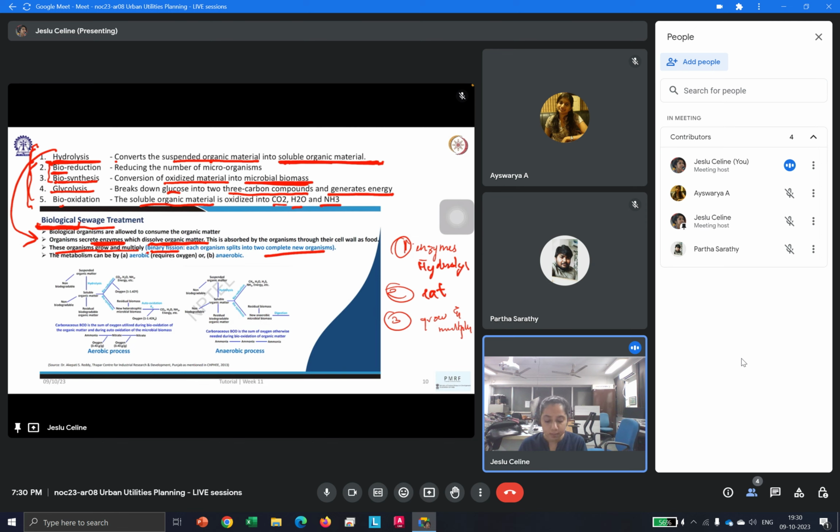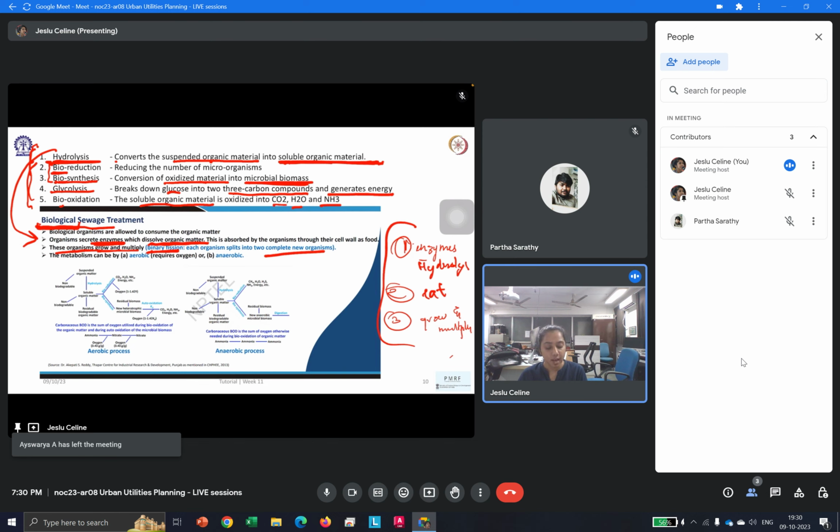And this metabolism, this process, can be both aerobic and anaerobic. In aerobic, we know that oxygen is involved in the process, and in anaerobic, oxygen is not involved. So let's look at the aerobic process.